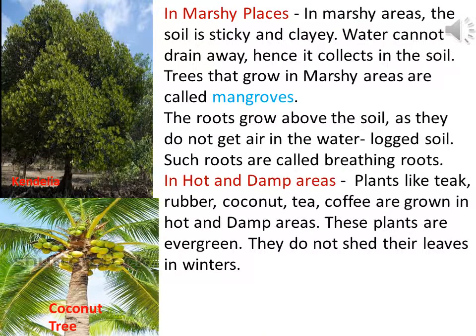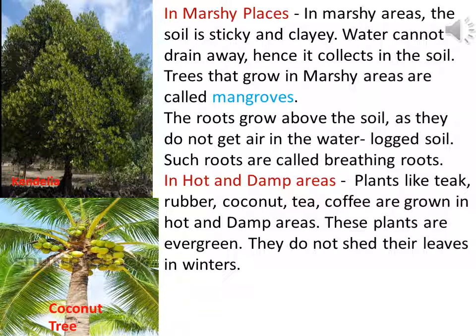Now, what do you mean by marshy? The muddy ground near the sea refers to marshy places. In marshy areas, the soil is sticky and clayey. What do you mean by clayey? Clayey means moist and clay-like. Water cannot drain away. Hence it collects in the soil.